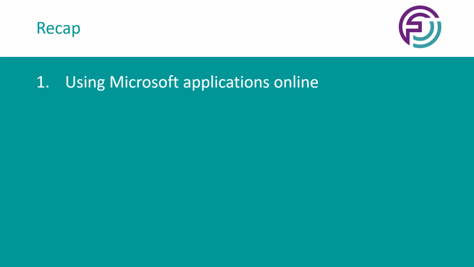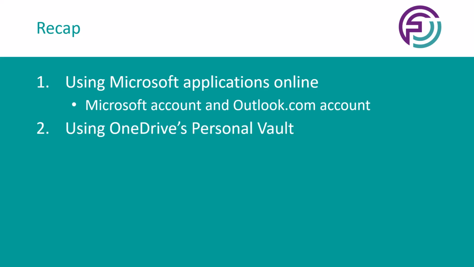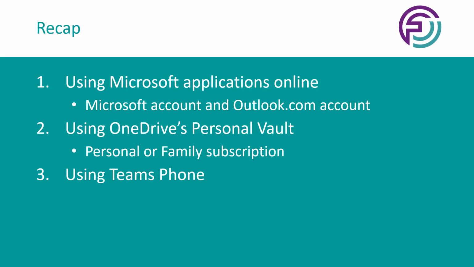So to recap, I have shown you three features of Microsoft 365. One, using Microsoft applications online, available with a Microsoft account and an Outlook.com account. Number two, using OneDrive's Personal Vault, available with a personal or family subscription. And number three, using Teams Phone, available with a business subscription.